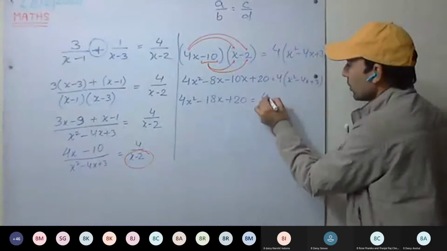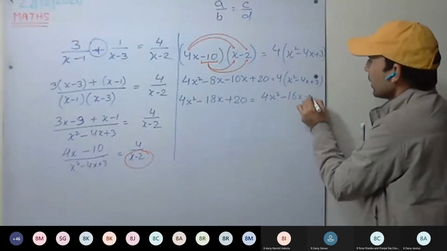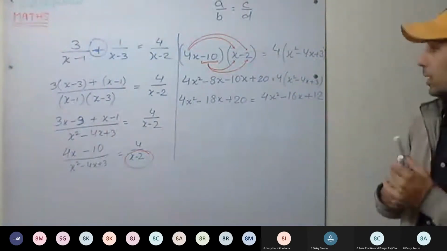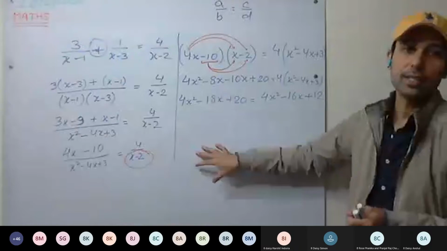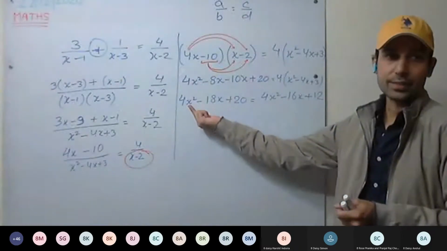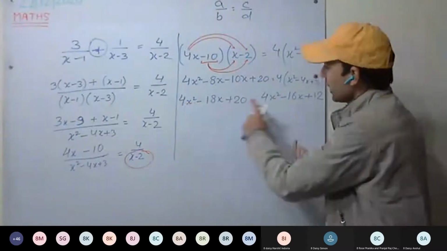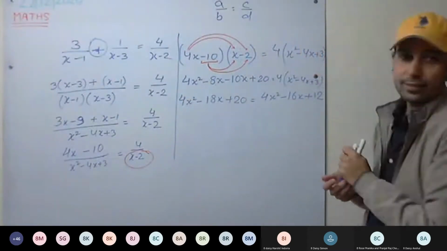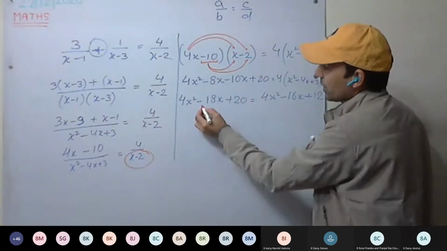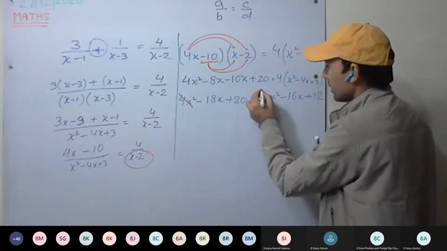You can open the bracket here. 4x square minus 16x plus, 4 threes are 12. Okay, now see here. Mainly in this chapter, we'll be having linear equations. What are we having? Quadratic equations on the left hand side as well as the right hand side. You can see they get cancelled. Can you see? 4x square, if we take it on the left hand side, 4x square minus 4x square, they cancelled.